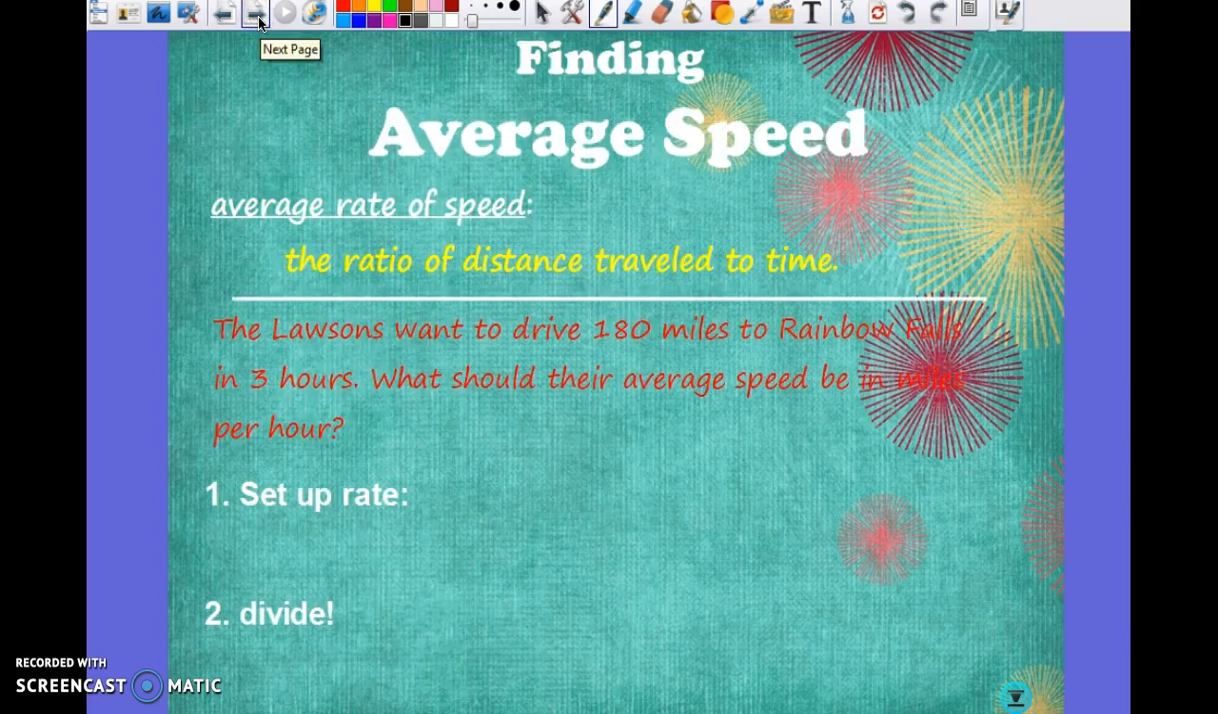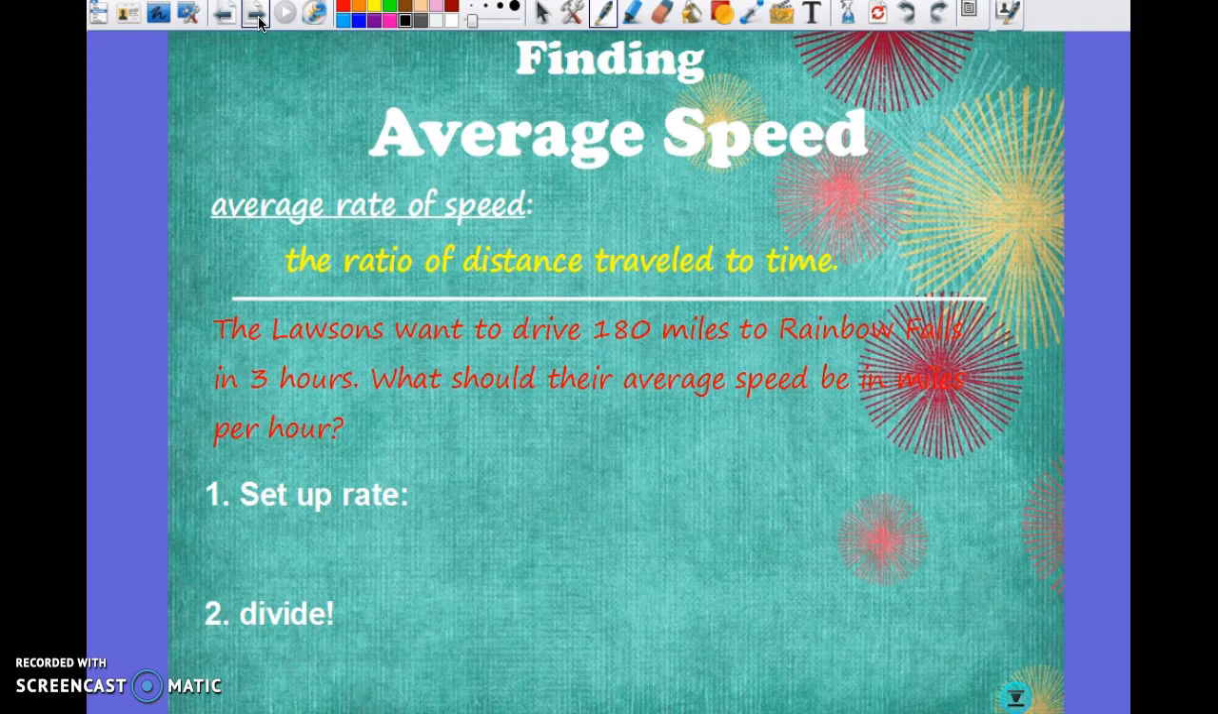Okay, finding average speed. Average rate of speed is the ratio of distance traveled to time. So distance over time, such as miles per hour. Usually that is the most common one. You will see other ones like maybe miles per minute or kilometers per minute or kilometers per hour. But because we live in the U.S., a lot of the times we mainly focus on miles per hour.